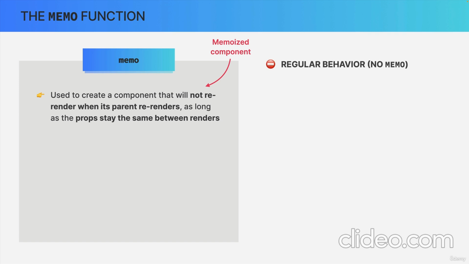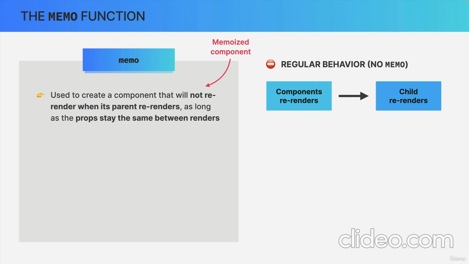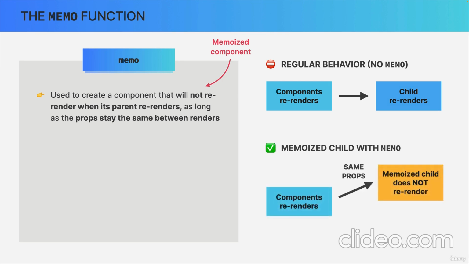Now, the regular behavior in React without using memo is of course that whenever a component re-renders, the child component re-renders as well. On the other hand, if we memoize the child component, it will not re-render as long as the props are the same as in the previous render. Now, of course, if the props do change, then the child component will need to re-render as well in order to reflect this new data that it received.